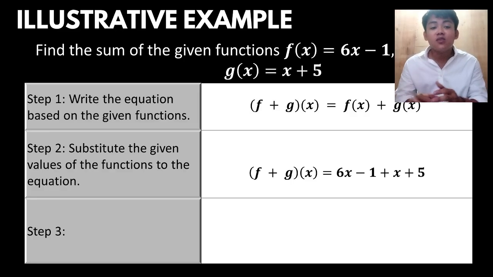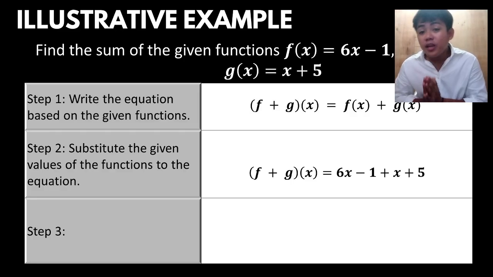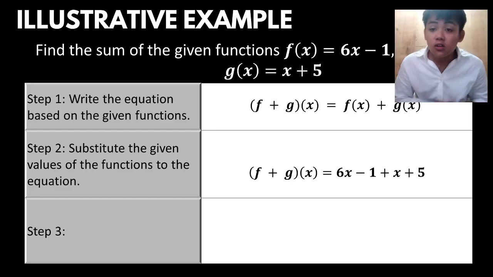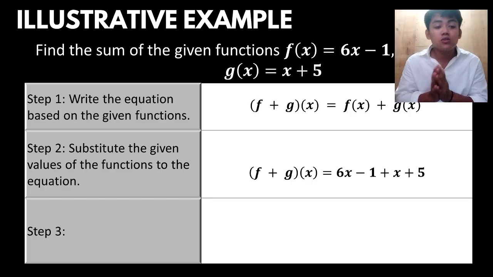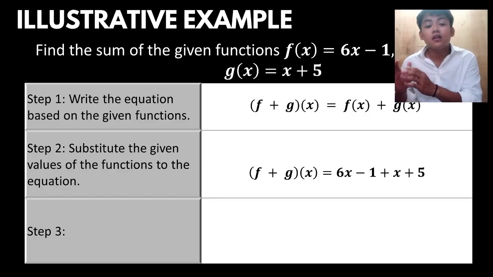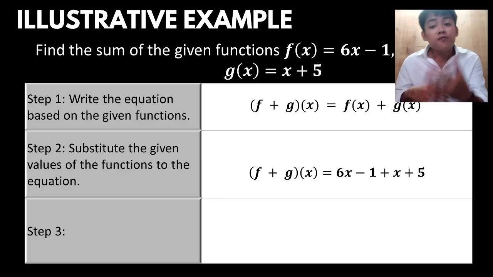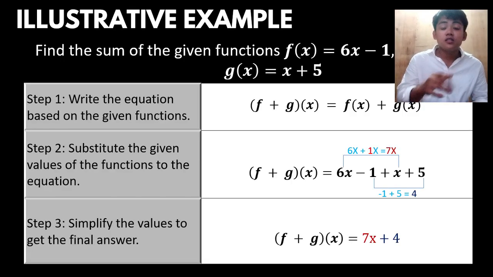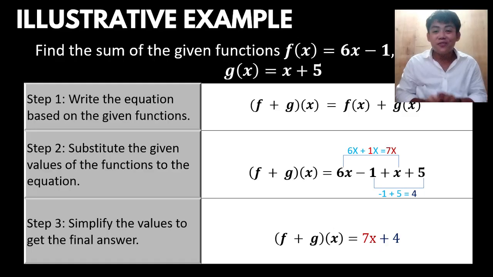So that means that we can perform combination using different operations in this one, since they both have a positive operation. Just need to add those two, which will result to 7 plus x. So upon simplifying, or upon looking for similar terms, you will get step 3, simplify the values, which has the final answer 7x plus 4.